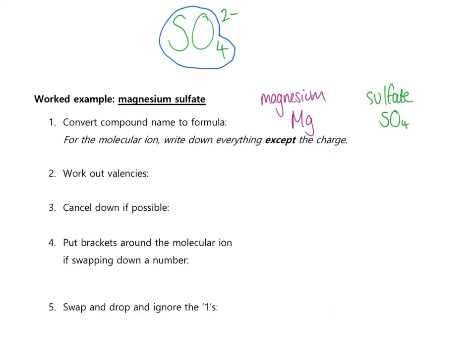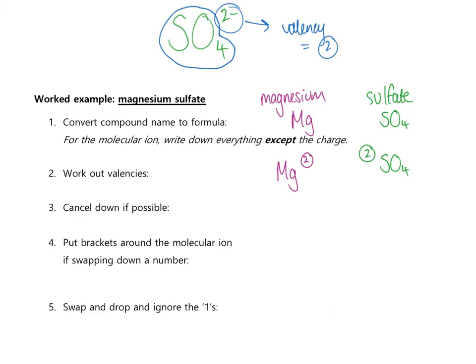Next part then is work out the valencies, and as we saw from our periodic table, magnesium is in group 2, so has a valency of 2. Sulfate then is SO4, but its charge is 2 minus, so that means the valency is 2. And if you want, you can write that working out somewhere on your page as well. So the valency of sulfate is 2.